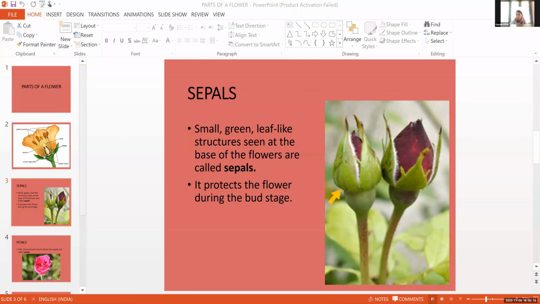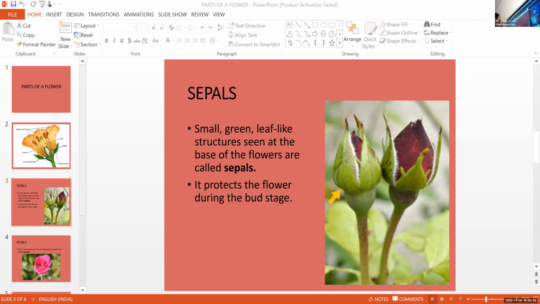Fine. So what is the sepal again? Sanaika, tell me what is the sepal? Small green leaf-like structure seen at the base of the flower are called sepal. It protects the flower during the bud stage. Yes, that is the function of a sepal. Ma'am, can you tell me what's a bud? Yes, please. What do you mean? Ma'am, what is bud stage? Yeah, I'm going to explain. It protects the flower during the bud stage. That is the function of a sepal.